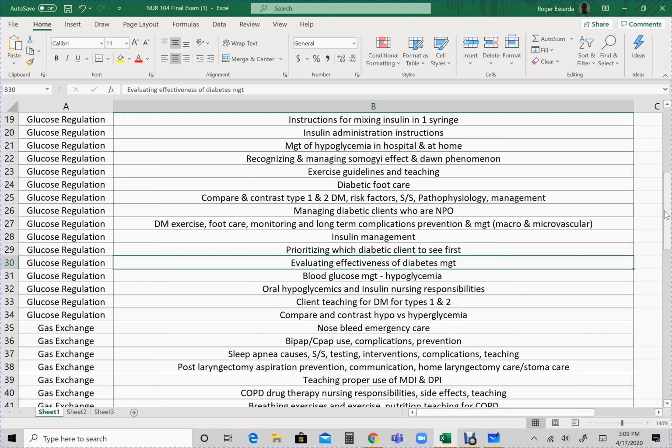Blood glucose management, specifically hypoglycemia. This could be prevention, okay? Although I didn't specify that, so I don't remember exactly. But there are only two possible questions here: either prevention or management of hypoglycemia.